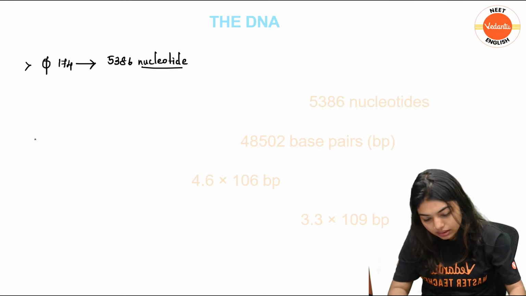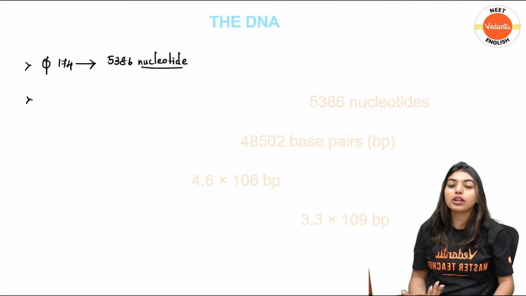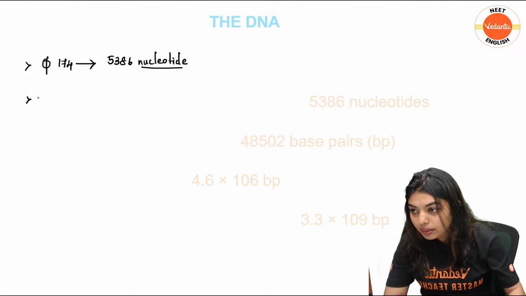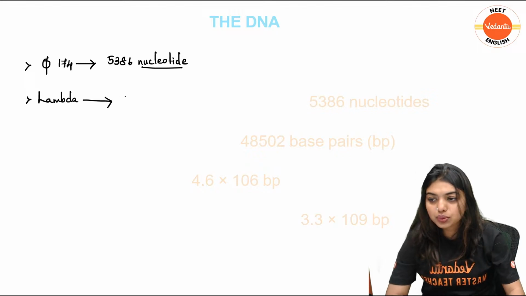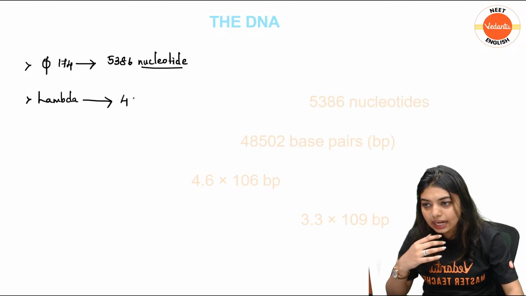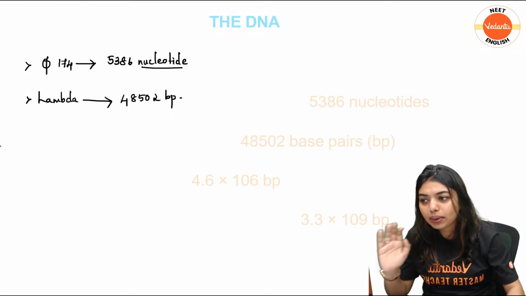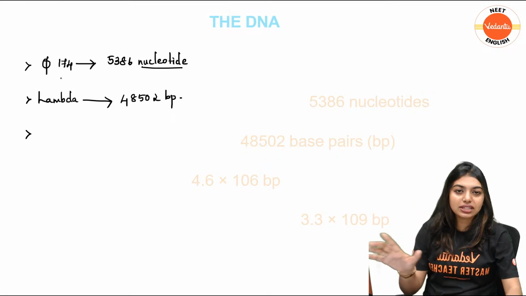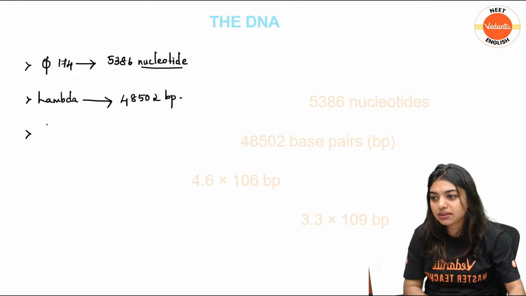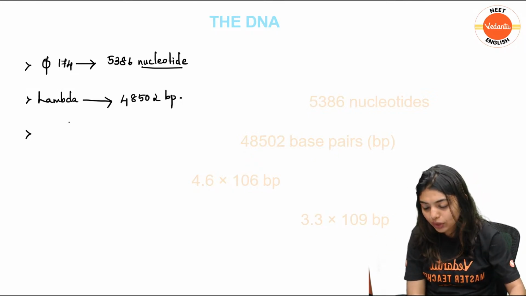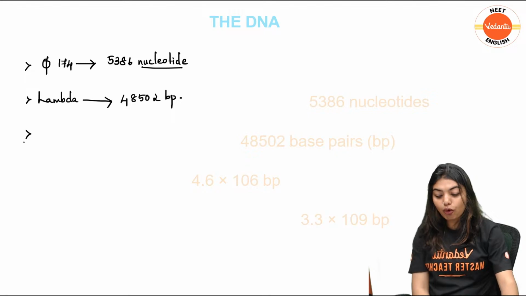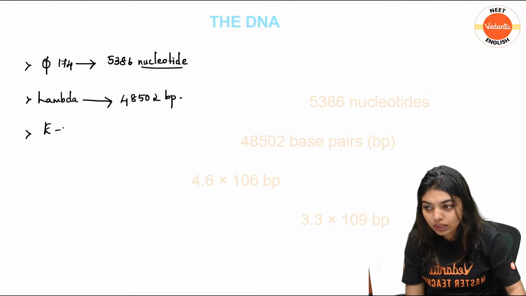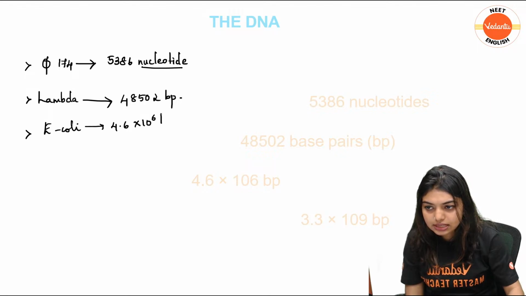Next one you have is lambda, the bacteriophage which has around 48502 base pair. These are the values. This you have to learn by heart. There is no other way. Okay, this is 5174, I said lambda by mistake. This is lambda 48502. Next, we have 4.6. Who is 4.6? E. coli. E. coli is 4.6 into 10 to the power 6 base pairs.